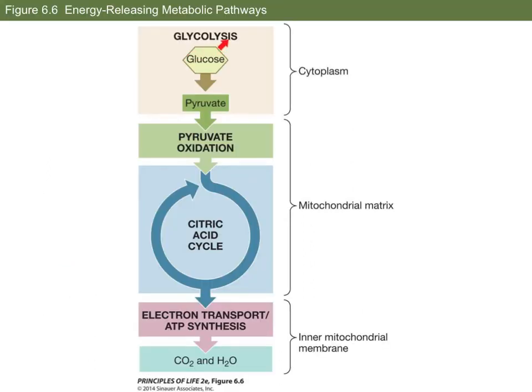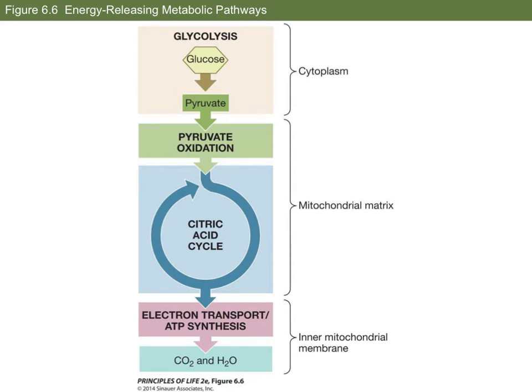So we started with glycolysis in the cytoplasm of the cell, breaking down glucose into pyruvate. We took that pyruvate and sent it to the mitochondria where it is being oxidized. Now, at the end of the pyruvate oxidation, that ending molecule called acetyl-CoA is going to enter into what is known as the citric acid cycle.